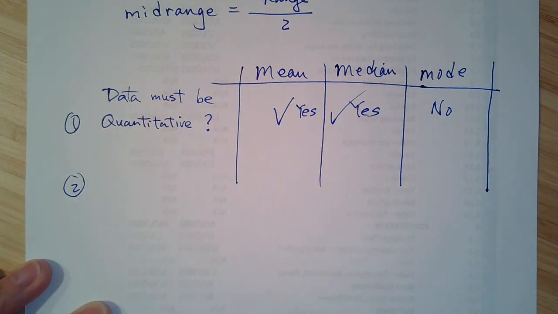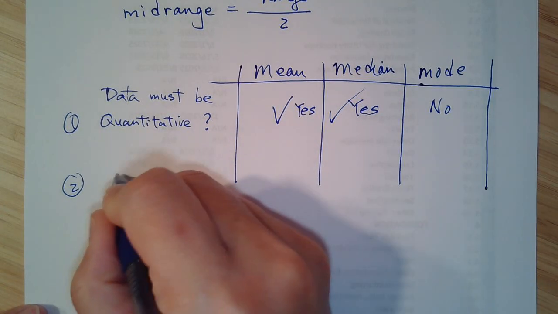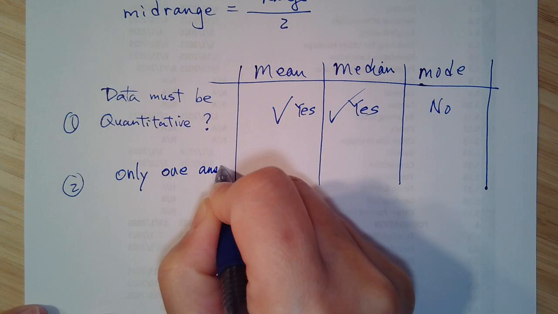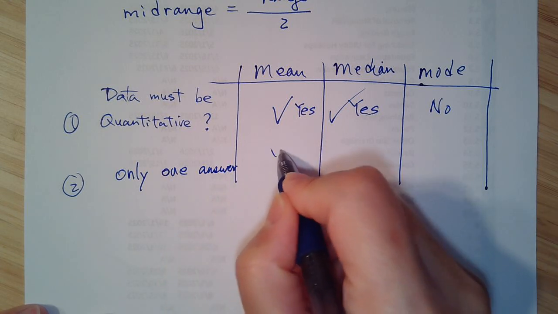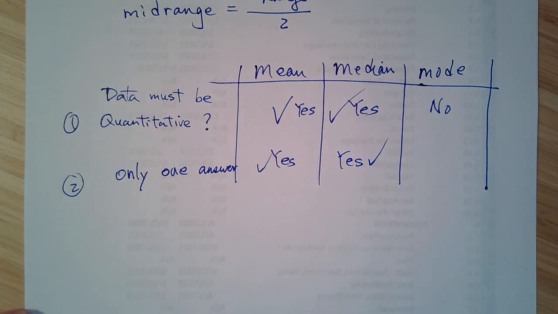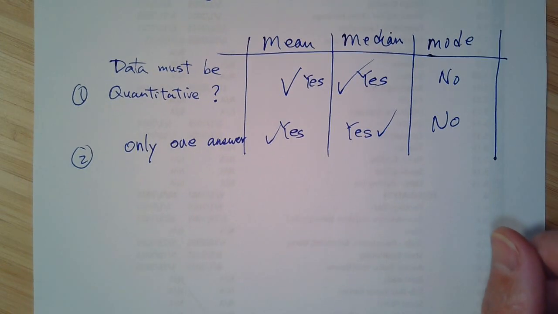All right, so that's one thing. And the second thing I want to talk about is, is there only one answer? Yes. For mean, yes, there's only one answer. For median, yes, there's only one answer. Mode, not necessarily, right? Why? Because do you remember that sometimes we have a data set that has no mode, sometimes we have one mode, sometimes 2 or more than 2.